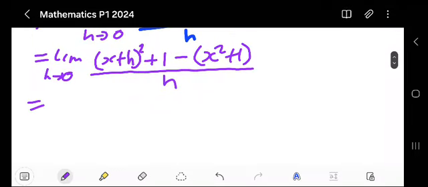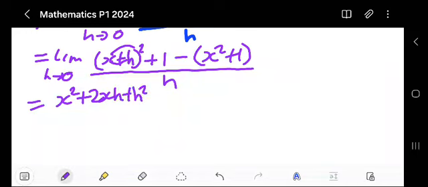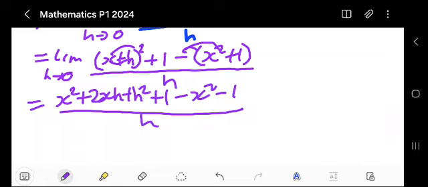Then as you can see, this is a perfect square. You can expand that. If you square the first term, there will be x squared, then you multiply, then also you add what you have multiplied. We have 2xh, the last, plus h squared here, plus 1. Then you distribute the negative, will be x squared, there will be minus 1. This is all over our h, right?